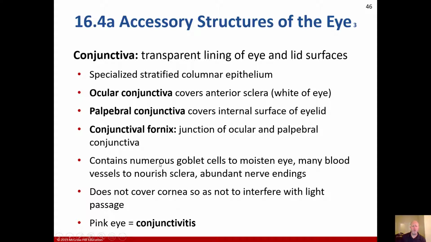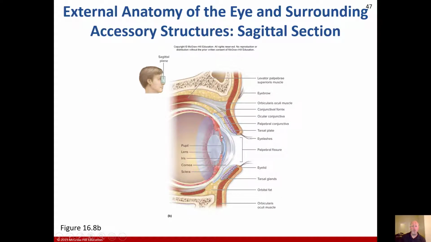And of course, you should know, generally speaking, that it contains numerous goblet cells to moisten the eye and blood vessels to nourish the sclera and abundant nerve endings. You should definitely know that. That might just show up on your exam. This is on your exam, the external anatomy of the eye and surrounding accessory structures in the sagittal section.